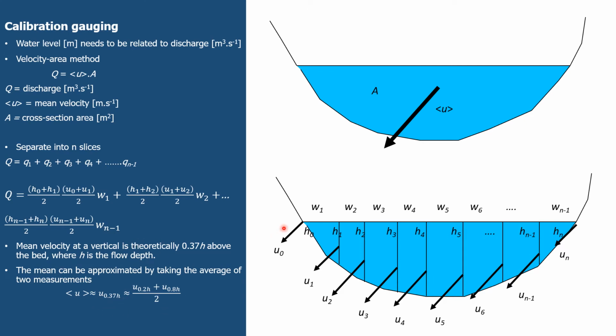So we can make those measurements individually using a flow meter, measure the depths using some sort of depth device, measure the width using a tape measure or a piece of surveying equipment, and we can get all of the numbers we need to put into here.